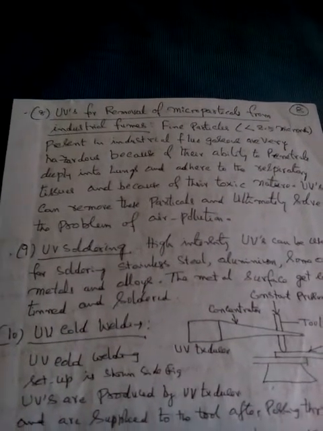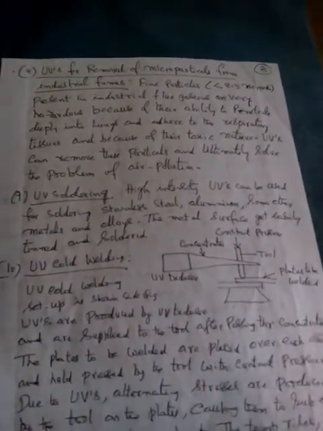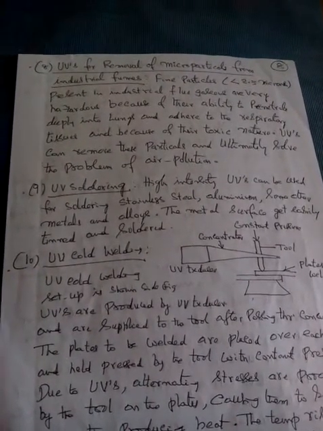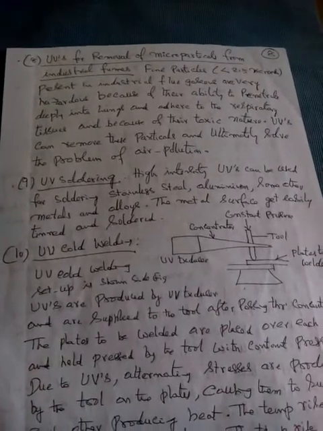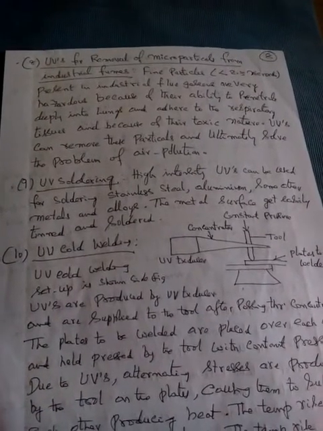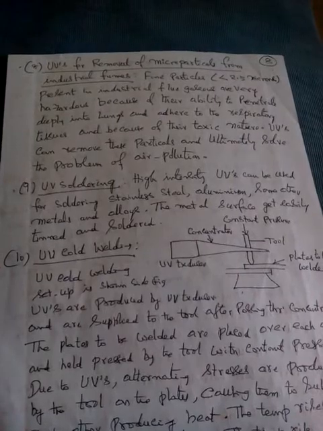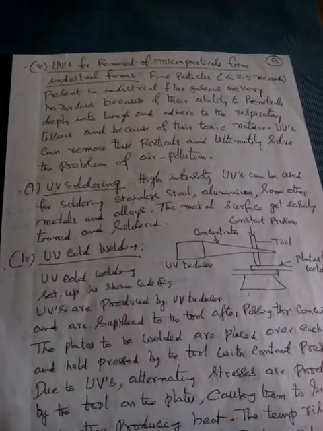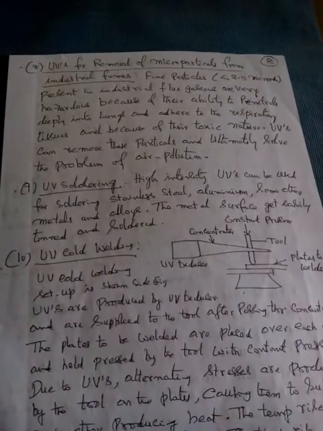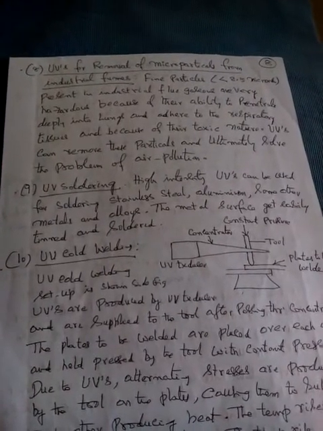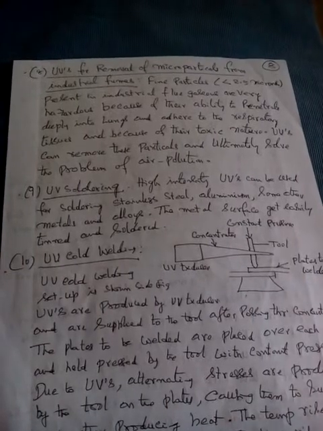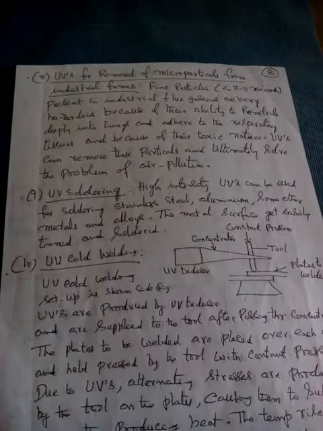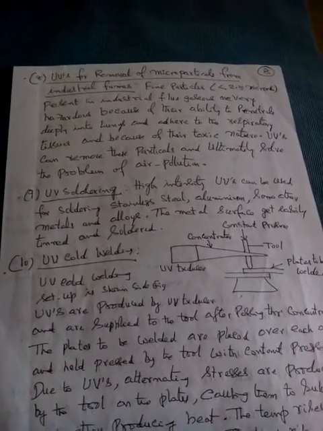Number 10, ultrasonic wave cold welding. So ultrasonic waves are also used for welding purposes. You can see the diagram, ultrasonic wave cold welding. Here ultrasonic waves are produced by a transducer. The transducer produces ultrasonic waves that are concentrated by a tube-like part and supplied to the tool.